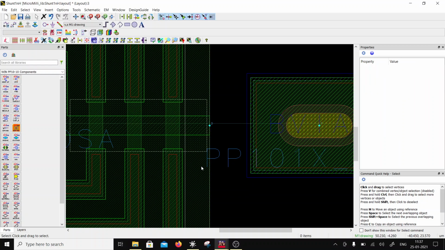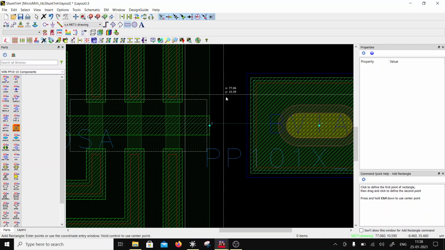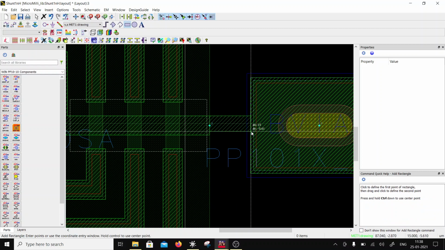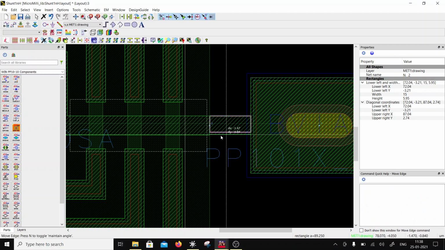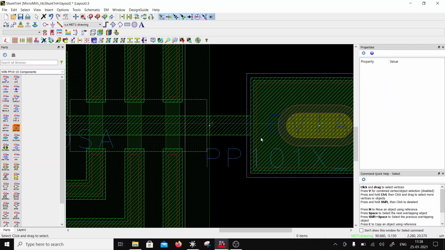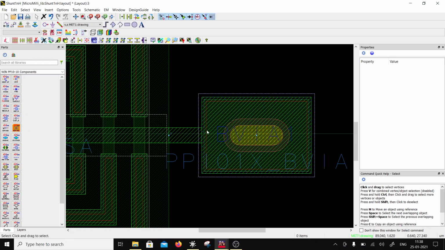And then here I want to just connect M1. So on metal 1, which is MET1, I'm just going to extend this up to here. So this is going to the via, right?